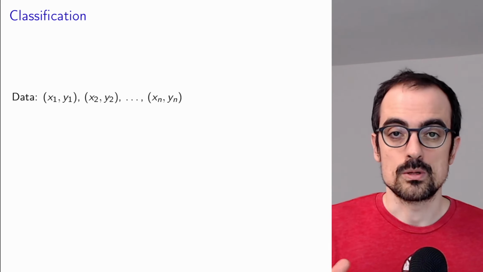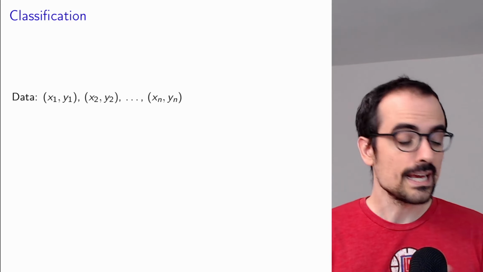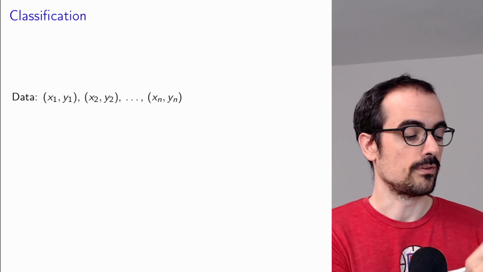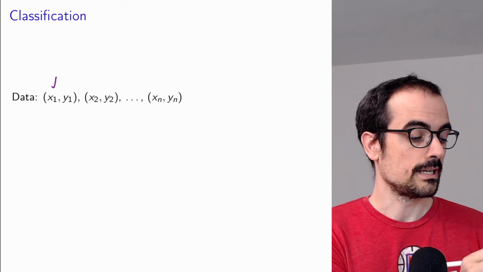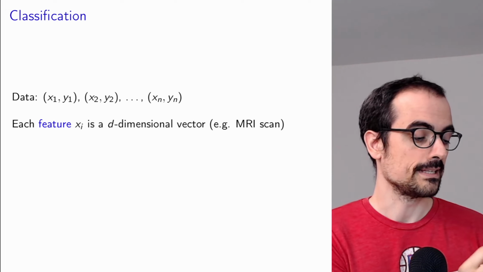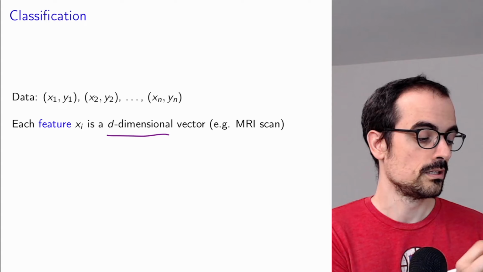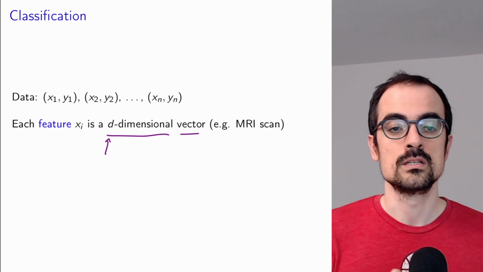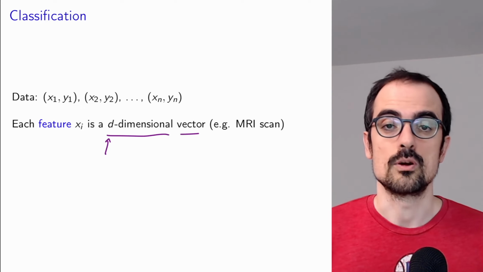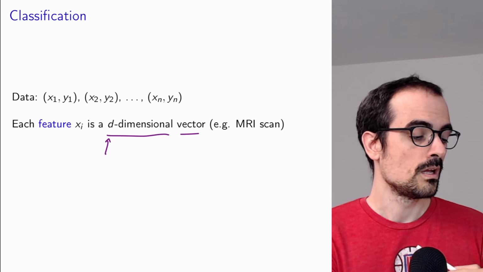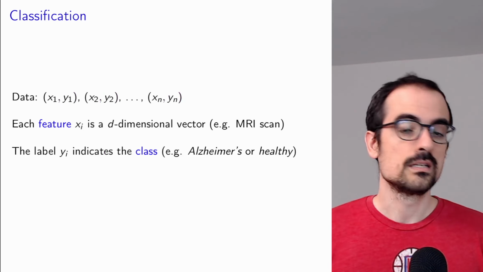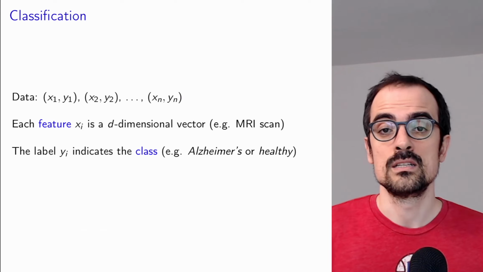So let's talk about the problem of classification in general. In classification, we have data that are structured in the following way. The first element in this tuple are the features, which we represent as a d-dimensional vector. So here there are d features. In our example, we're going to have two features extracted from the MRI scan. And the second element of the tuple would be the label that indicates the class.